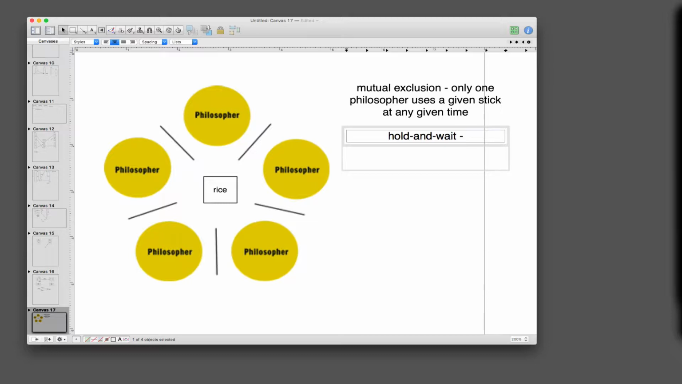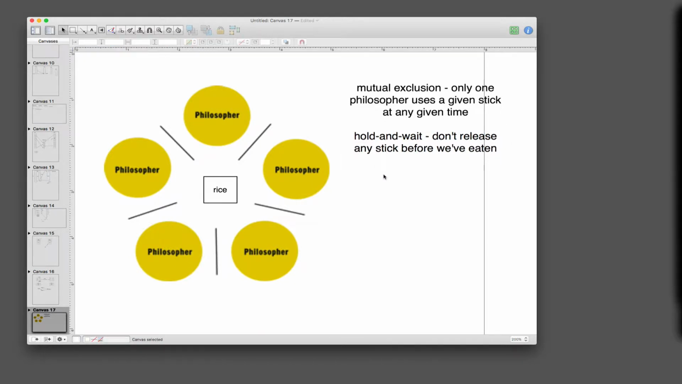So if you need a second lock, you hold on to the one that you had. Right? So we don't release our stick before we've eaten any stick. Right? So what's the equivalent in locking?